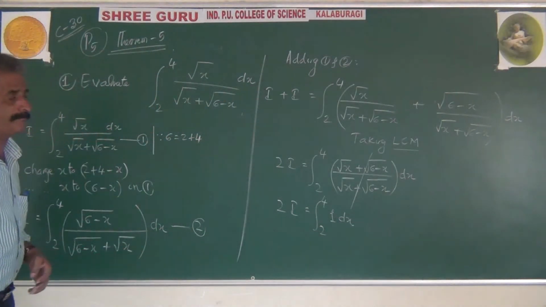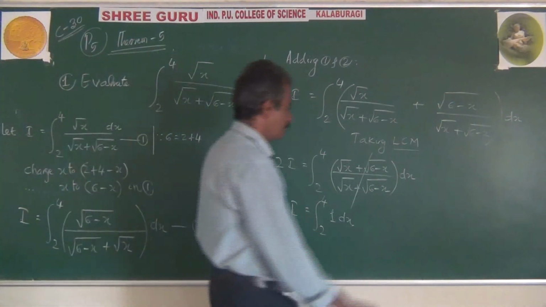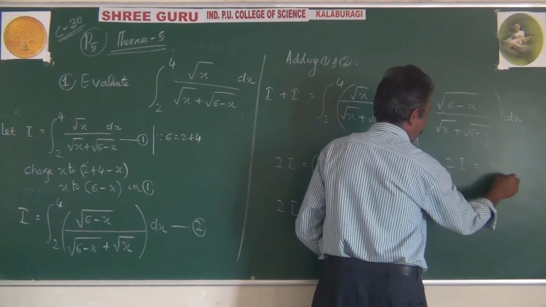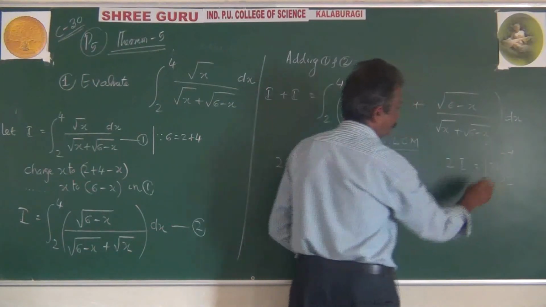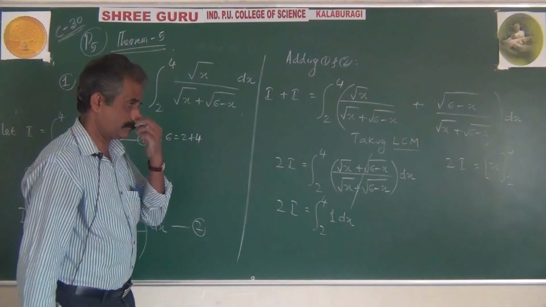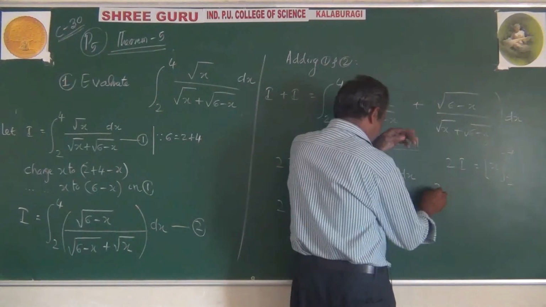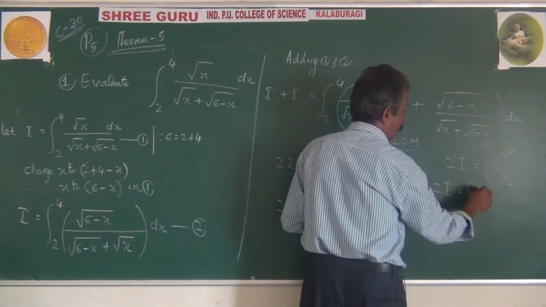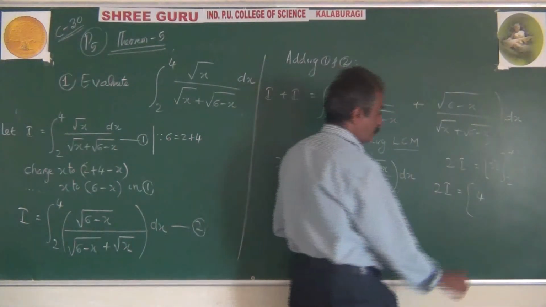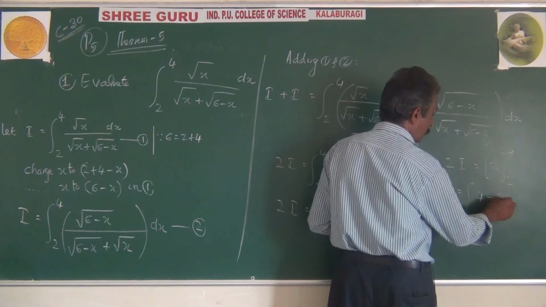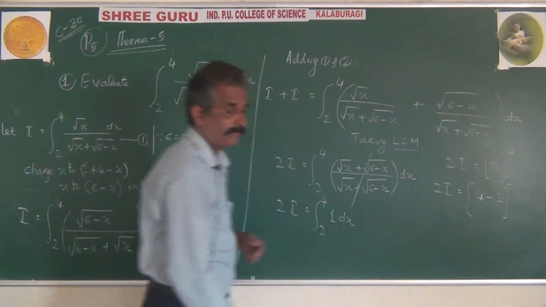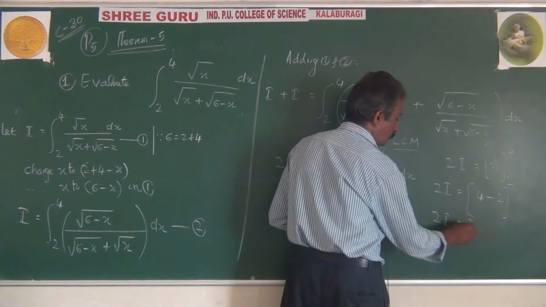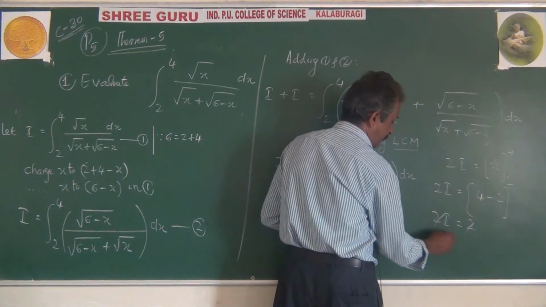That is 2I, integration of 1 dx is x, limits 2 to 4. That is 2I equals upper limit, put x equal to 4, value 4, lower limit, put x equal to 2, value 2. That is 2I equal to 2, 2 cancels, I equal to 1.